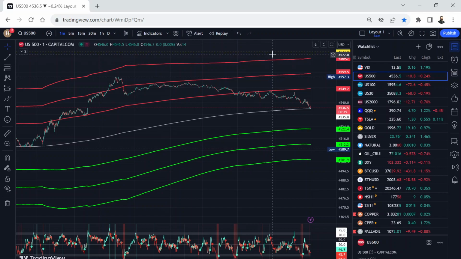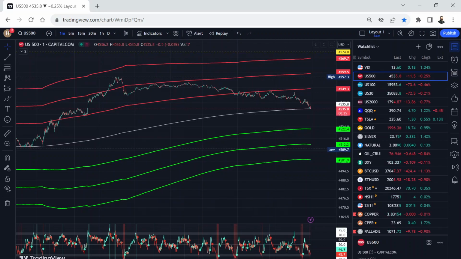You can see red lines are the resistance lines, green lines are the support or buy lines, and the white line is a neutral line. You can see yesterday S&P 500 was a perfect sell zone. The higher it goes, the better it is to sell, the better chances of it to short. It came between the second and third standard deviation. It was a perfect sell, and that's where I sold all my profits. And now it's going down.